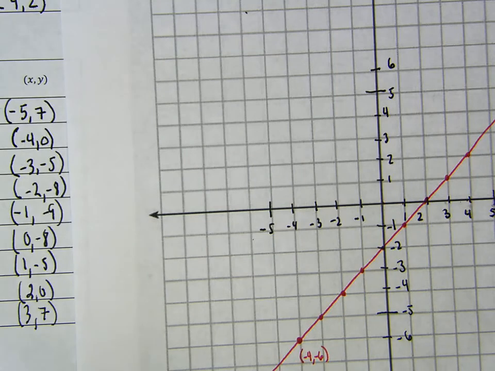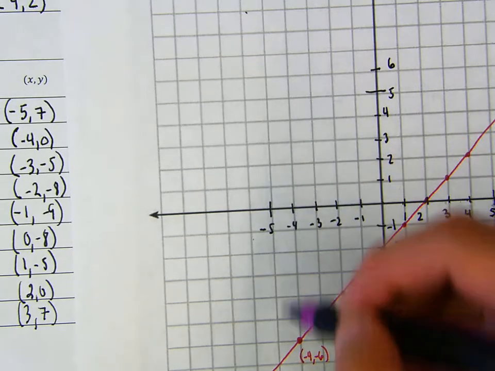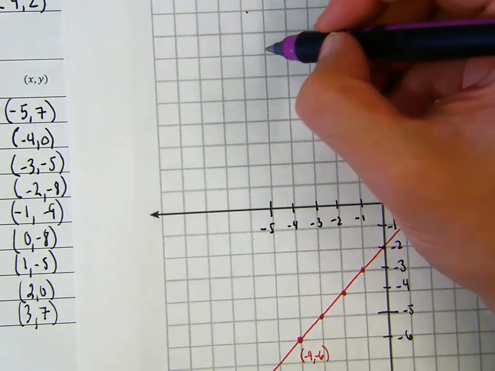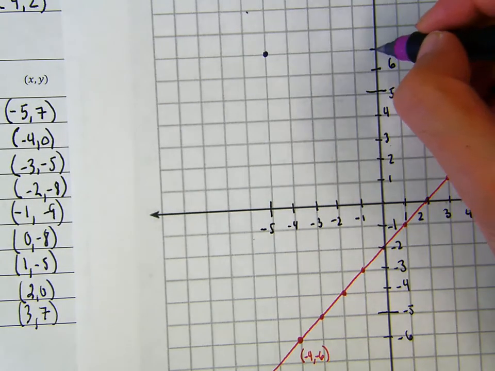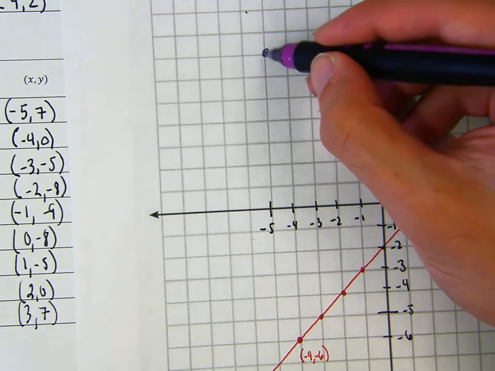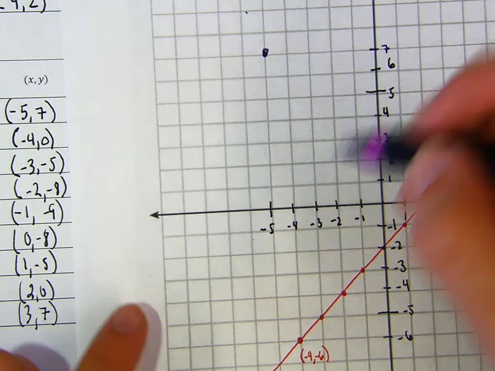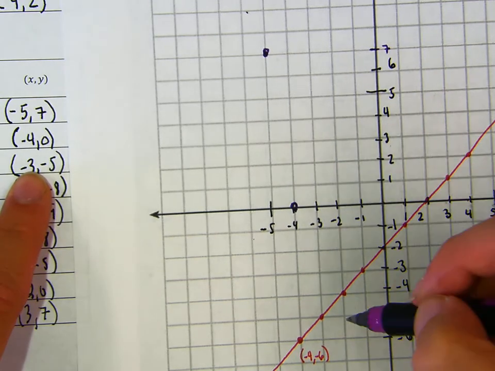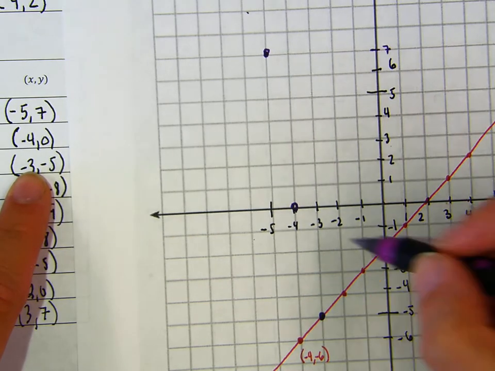And notice I'm going to put it in purple. -5, positive 7 is here, right? And let's say there's a 7 over here, right? So that's one point. -4, comma 0 is another point. -3, -5 is another point.